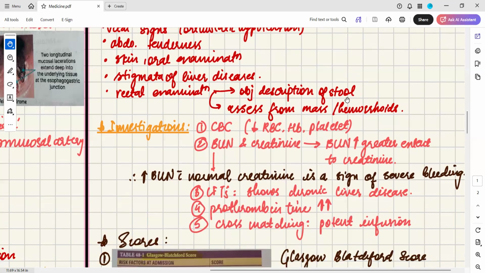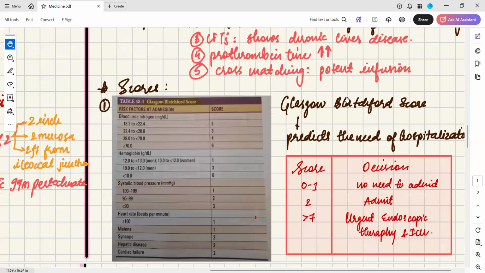We also look for prothrombin time and cross match the blood in case we need a transfusion. If the patient's HB is less than 7, we often give the transfusion because we need the hemoglobin to be around 9 at least.